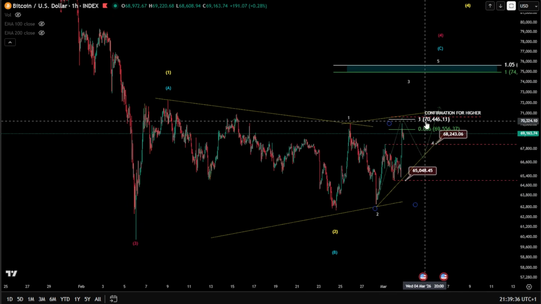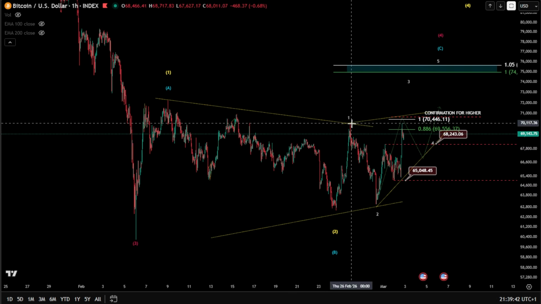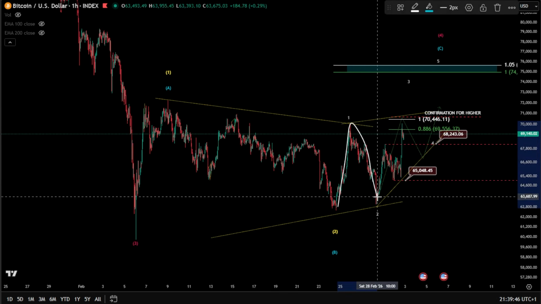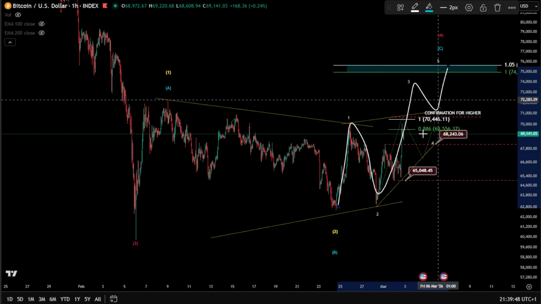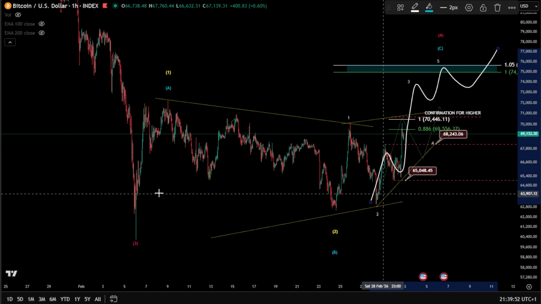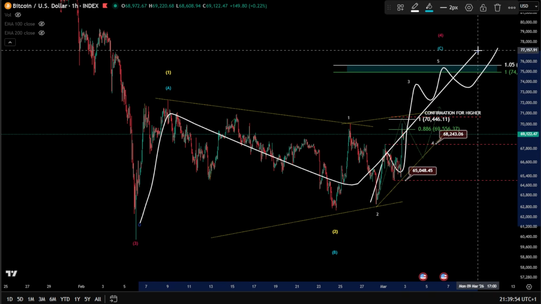But we need to take the 1-to-1 fib level, 70K 446, to make this wave 3 longer than the wave 1. And then invalidation of diagonal and transitioning to something bullish. Yeah, much more bullish here. 1, 2, 3, 4, and a 5, 4, and a 5. A, B, and a C.